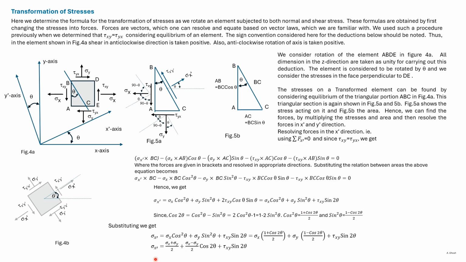So here, instead of writing sigma x dash in terms of trigonometric functions of theta, we have written sigma x dash in terms of trigonometric functions of 2 theta. Arranging, we get this equation, that is sigma x dash is sigma x plus sigma y divided by 2 plus sigma x minus sigma y divided by 2 cos 2 theta plus tau xy sin 2 theta.